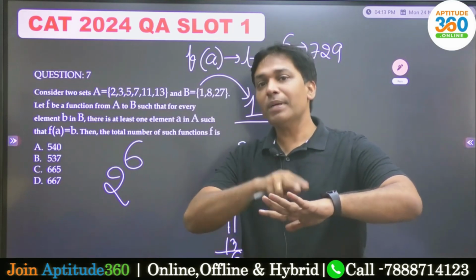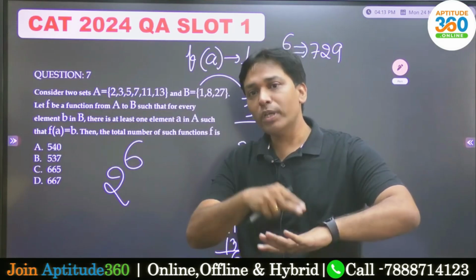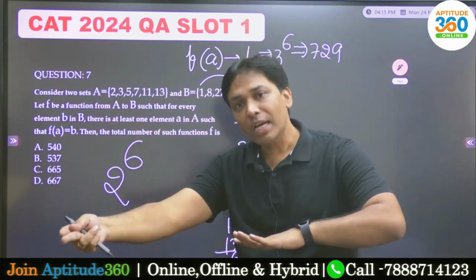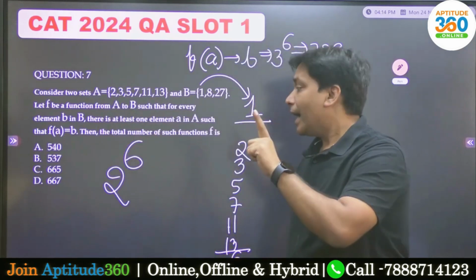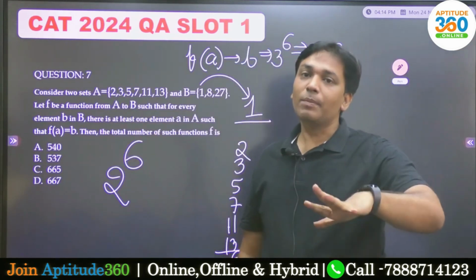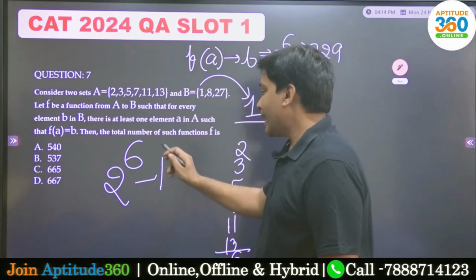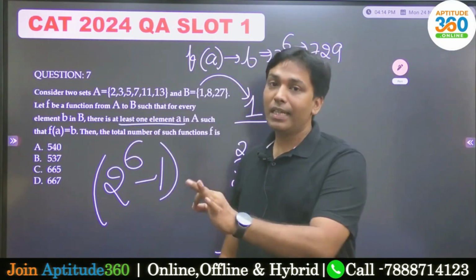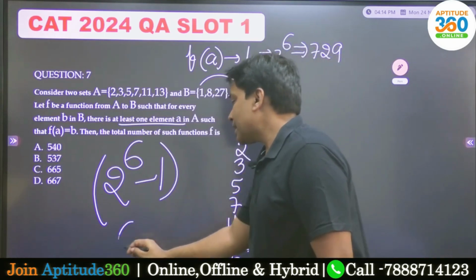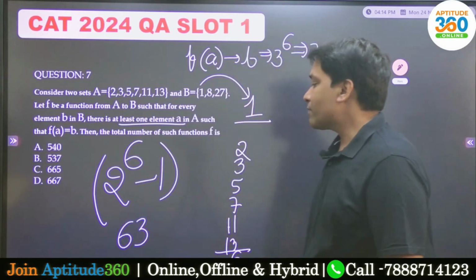So each element has got 2 possibilities. So 2 into 2 into 2, how many times you are going to be doing? 6 times. Now 2 raised to 6 is the outcome, but then there will be one case where this makes a null set. That is what you have to erase, because it says that it has to have at least one element in A. So what is the possibility? So total number of possibilities will become 63.